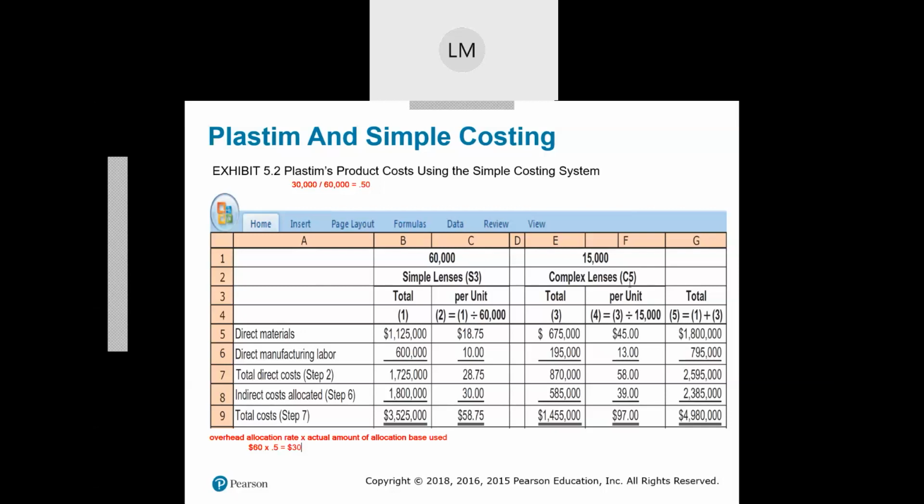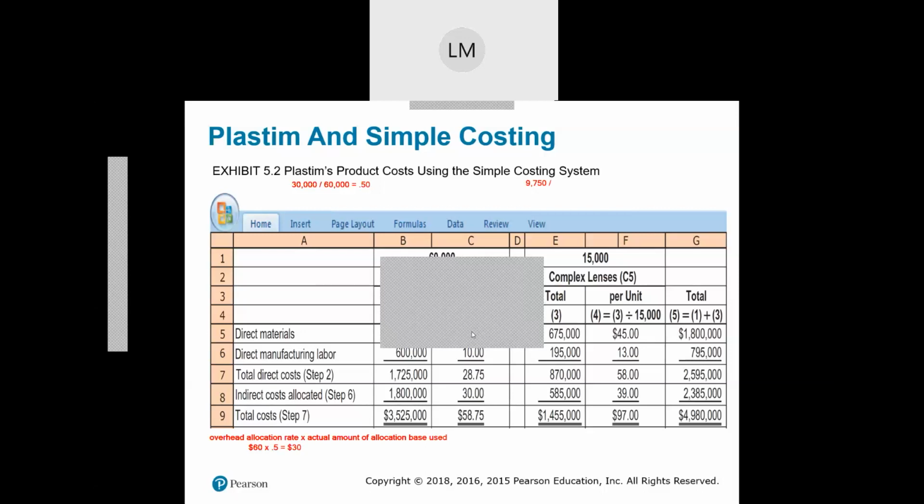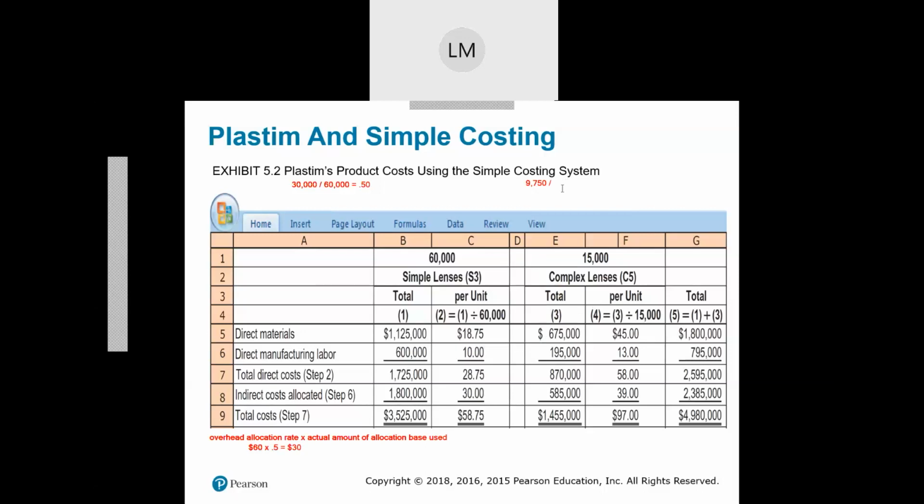And we expect to use 9,750 direct labor hours in the making of the complex lenses. So yeah, let's actually go to that. 9,750. And we're going to divide that by how many units we expect to produce. We expect to produce 15,000 units. So 15,000.